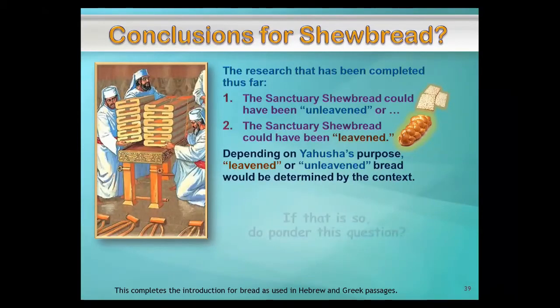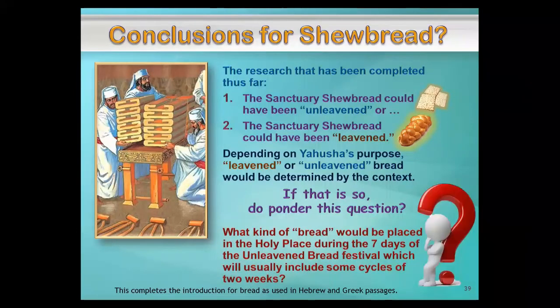If that is so, you need to ponder another question. What kind of bread would be placed in the holy place during the 7 days of Unleavened Bread festival, which will usually include some cycles of 2 weeks? I wonder what they did. That is an interesting question. Was it raised bread? Was it matzah? Or was there provision for both?